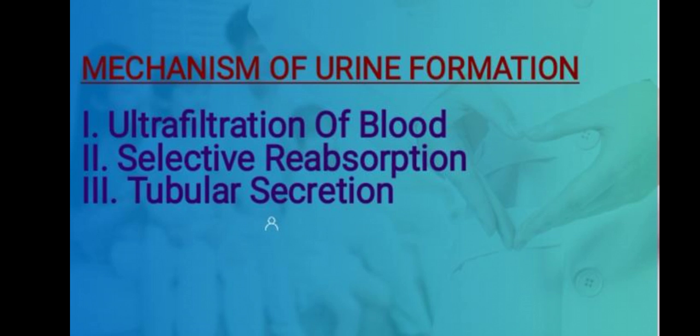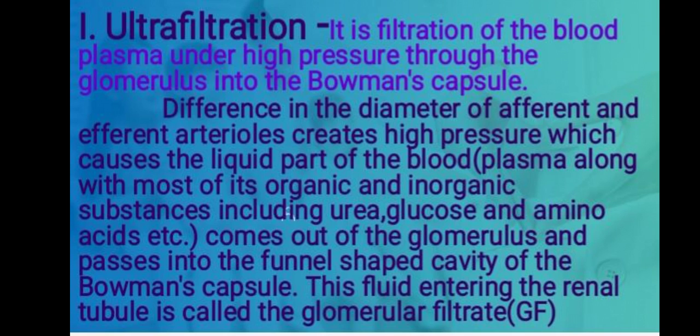Let's discuss the mechanism of urine formation. It involves certain steps. These are ultrafiltration of blood, selective reabsorption, and tubular secretion. Ultrafiltration is filtration of blood plasma under high pressure through the glomerulus into the Bowman's capsule.